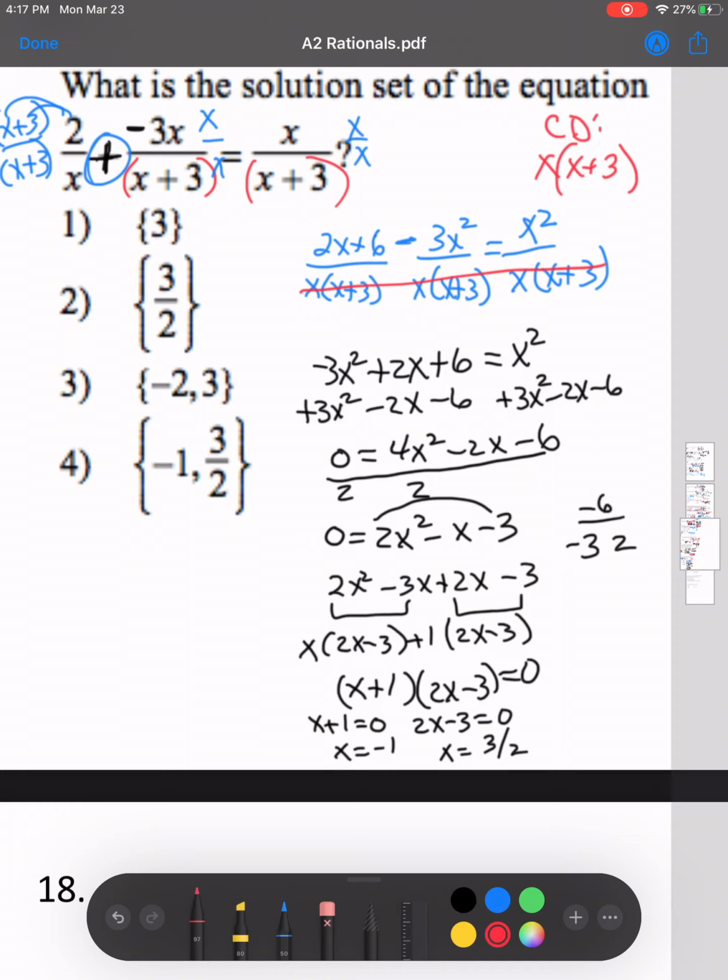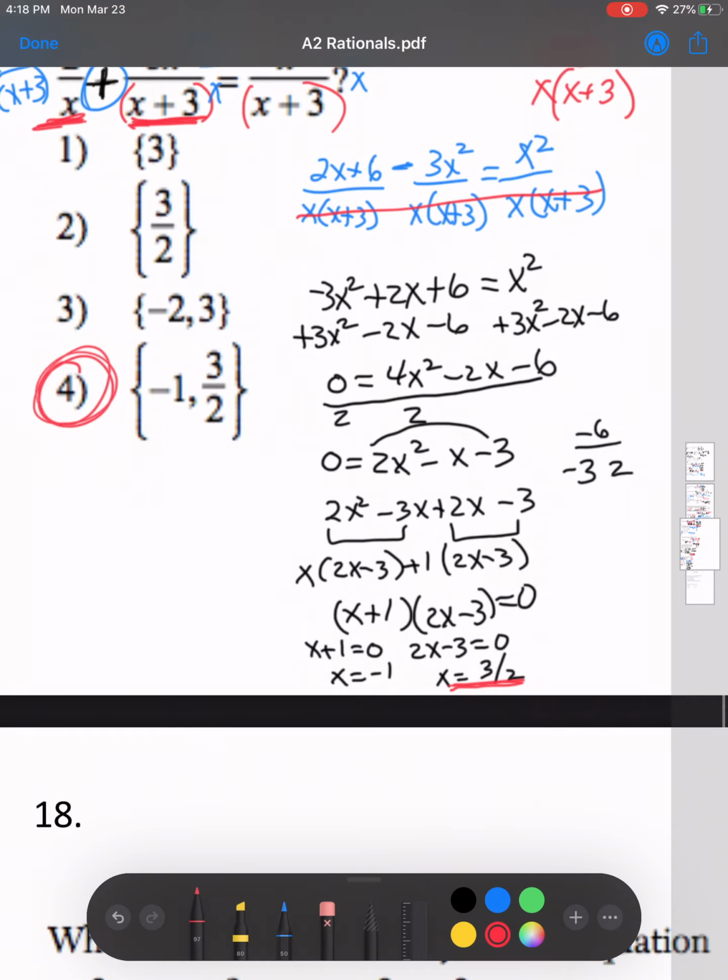but remember, anytime you deal with fractions in an equation, check to make sure you don't get an undefined. If I plug a negative 1 into either one of my denominators, I don't get a 0, so that's okay. If I plug a 1.5 into each one of those x's, I don't get a 0, so both answers are good, meaning number 4 is the answer.